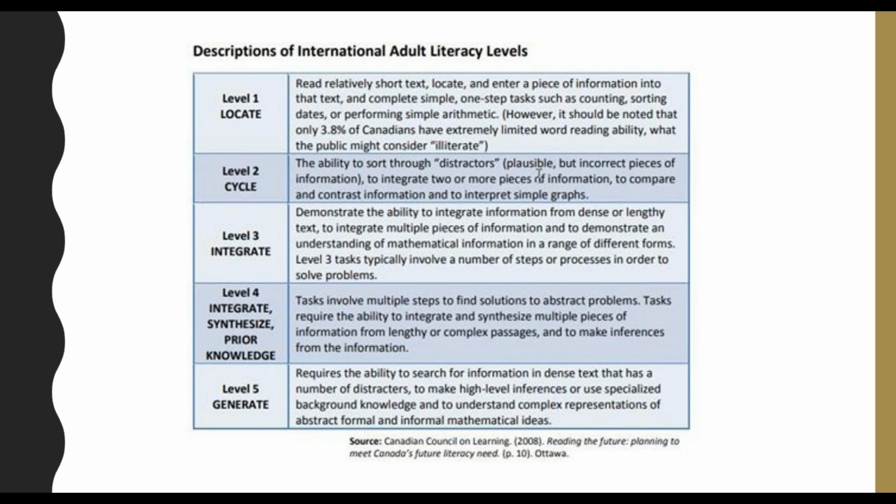So at level 1, you're locating information. At level 2, you're cycling. At level 3, you're integrating. At level 4, you're integrating, synthesizing, and using prior knowledge. And at level 5, you're generating. So you can definitely see how this research formed the basis for the general complexity scale in the essential skills research project. I'm not going to read through all of these examples. I'm sure many of you have seen this before.